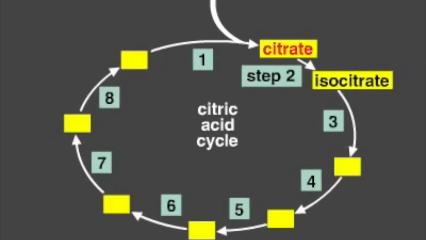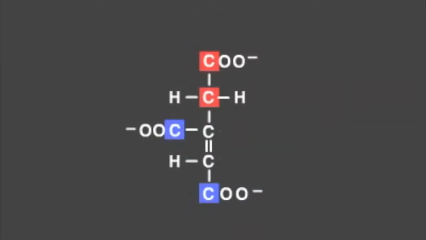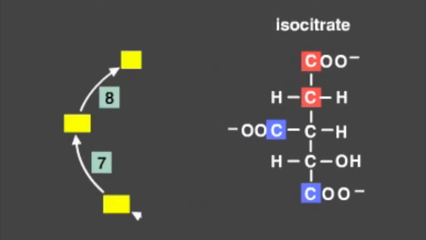Step 2 is enzyme isomerase will rearrange citrate, forming a molecule referred to as isocitrate, a 2-step process where hydroxyl is replaced from carbon 3 to carbon 4. But wait, there's more that you really can't ignore.